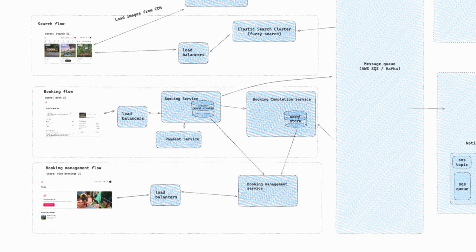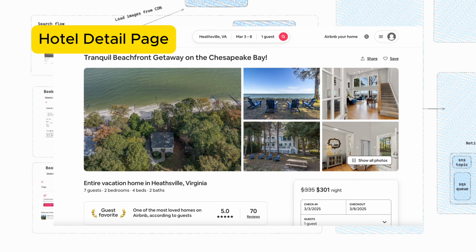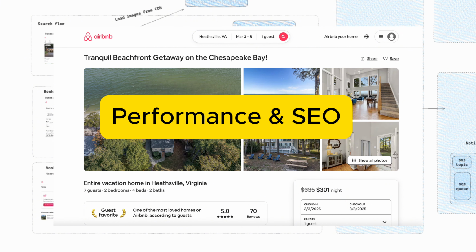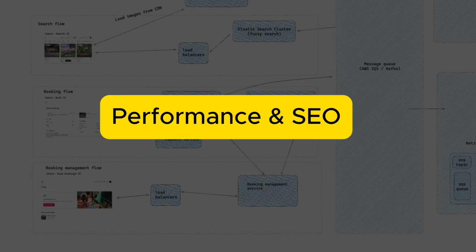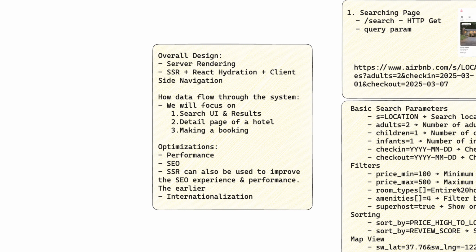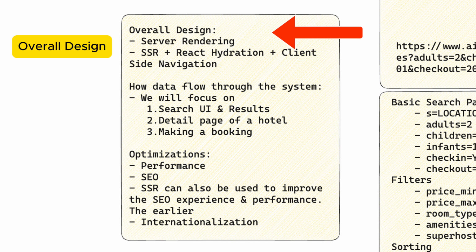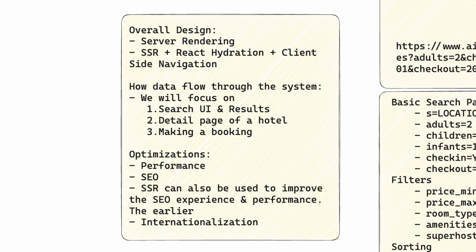We will be mostly discussing the search UI, the booking page, and hotel detail page. Performance and SEO could be quite important for a booking site, similar to an e-commerce website. For the overall design, I think we could leverage server rendering and combine it with React hydration and client-side navigation. I will cover more of its benefits while discussing performance. Let's start with an overview of the main areas we'll cover today.